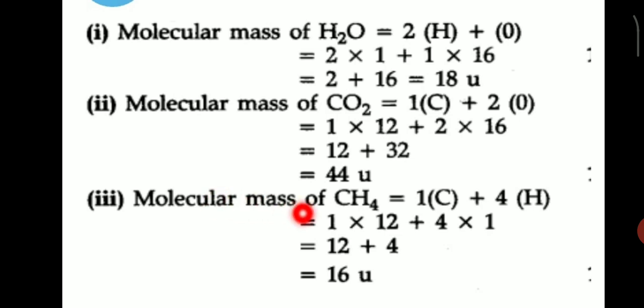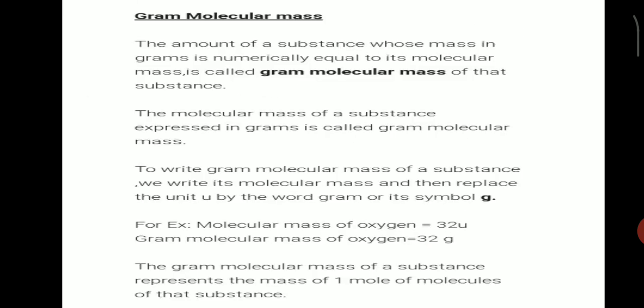Next is molecular mass of CH4. How many carbon is there? 1 carbon, hydrogen is 4. So 1 into atomic mass of carbon plus 4 into atomic mass of hydrogen. So 1 into 12, now we know carbon atomic mass is 12. Hydrogen 4 into 1. So 12 plus 4, 16 U.